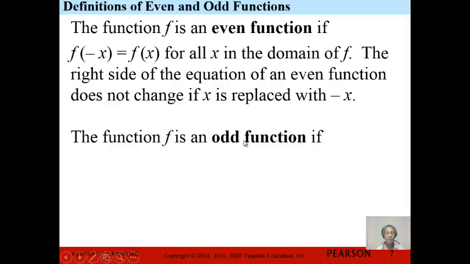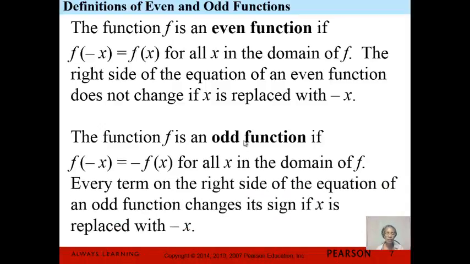The function f is an odd function if f of -x equals -f of x, for all x in the domain of f. Every term on the right side of the equation of an odd function changes its sign if x is replaced with -x. Another way to say this is, when a function is odd, if (x, y) is on the graph, so is (-x, -y).